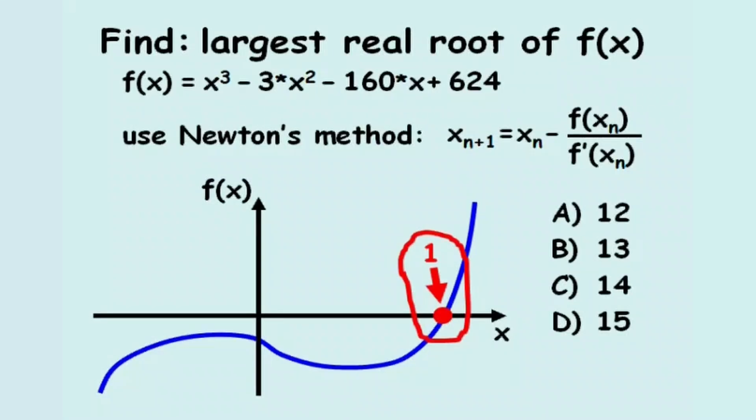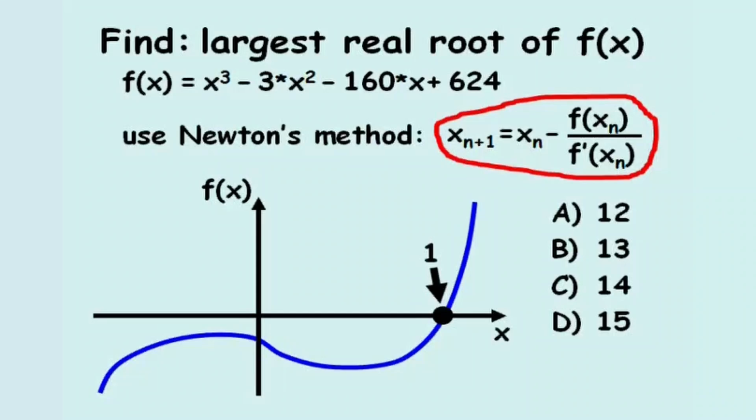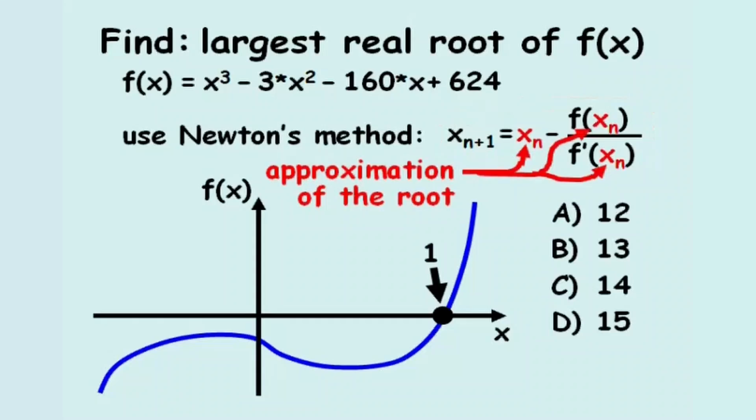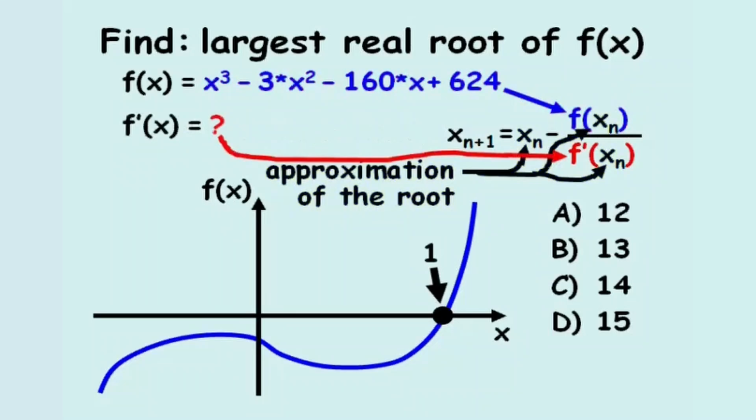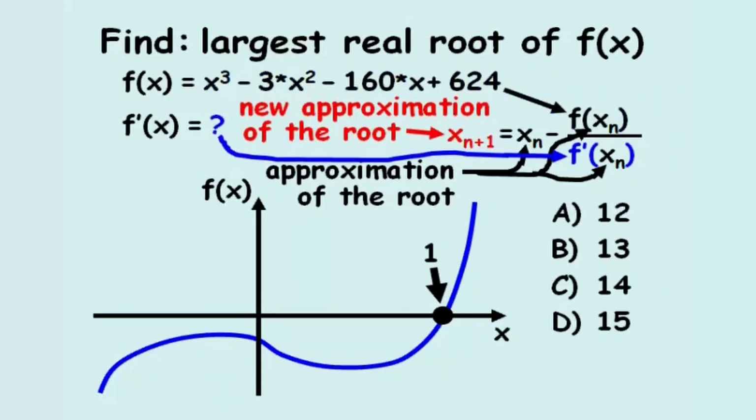We're instructed to use Newton's method to solve for the root, which requires an initial approximation of the root, xn. Using this approximation, as well as the given function f of x and the derivative of the given function f prime of x, Newton's method will provide us with a new approximation of the root, xn plus 1.